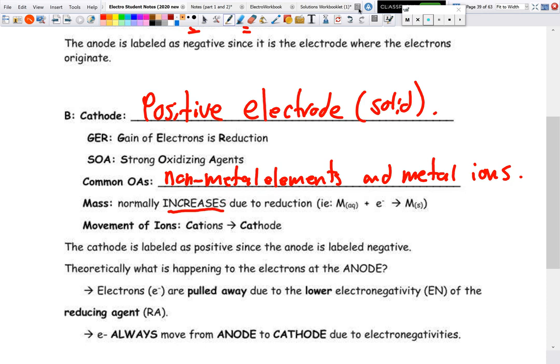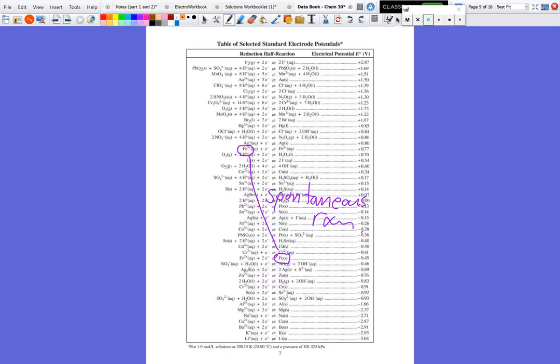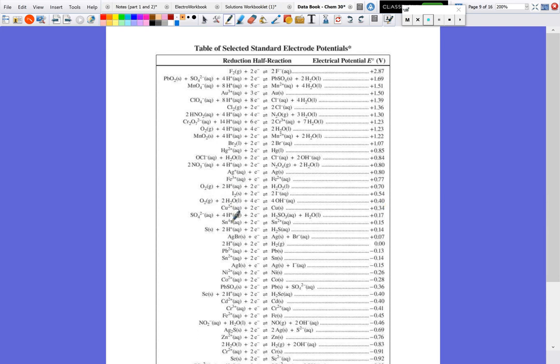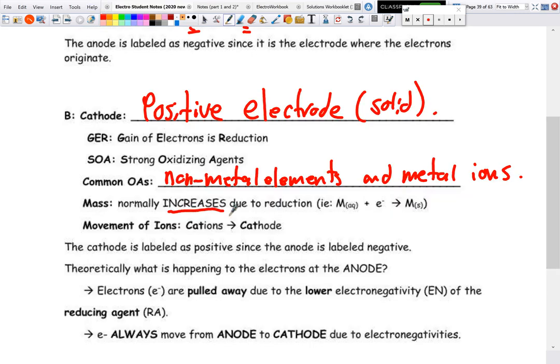If we look at our data booklet, there's a lot of metals, right? If you notice a lot of the reduction half reactions, we have stuff like copper ion turning into copper solid, lead turning into lead solid, tin turning into tin solid. So we see a lot of ions turning into solids on this half reaction. That's why the mass normally increases: we're starting with a metal ion, gaining an electron, and turning into a solid.